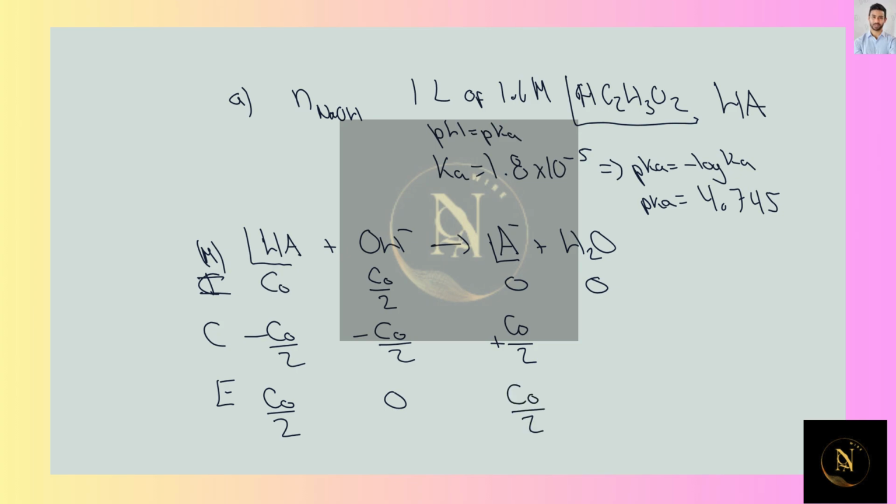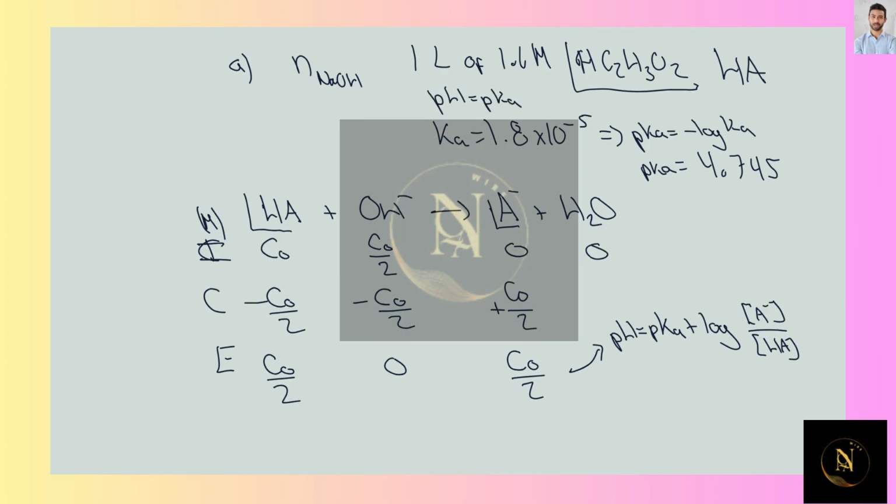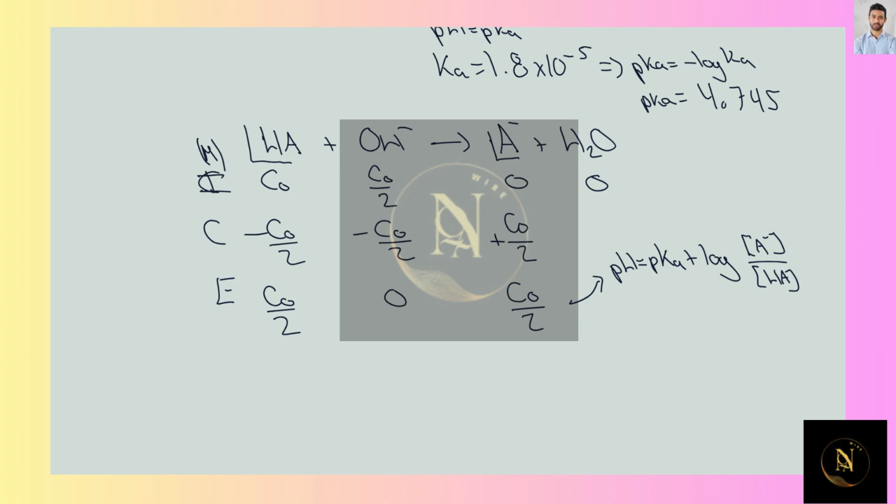Thus the concentrations are the same and the pH is equal to the pKa because our Henderson-Hasselbalch equation tells us that the pH of a buffer solution is equal to pKa plus logarithm of A minus over HA. So the amount of mole that we need to add is the initial amount over 2. If we initially have 1.6 moles of my weak acid, then I need to add 0.8 moles.